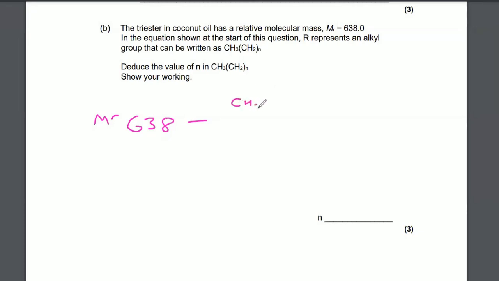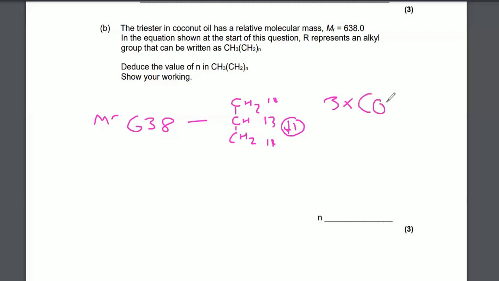First of all, I want to take my 638 and I need to get rid of the glycerol component here, the CH2, CH2, CH. So let's add that up. It's not really glycerol because it doesn't have hydroxide groups attached, but it's 28, 13, and 14. So that's a total of 41. I'm going to need to take that off of the 638.